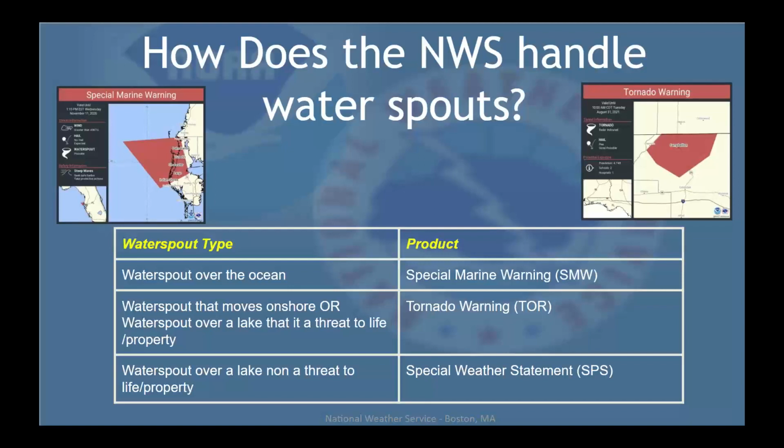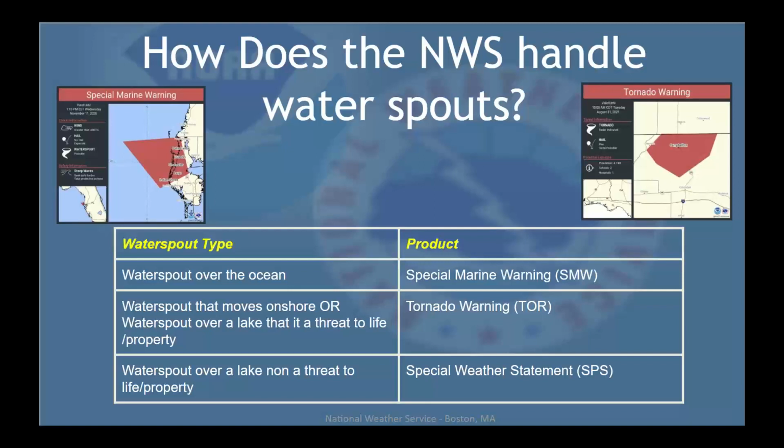Or if the waterspout is over a lake and it is a threat to life and or property, we'll keep a tornado warning on that. And in our region we don't have the Great Lakes or anything really huge, so oftentimes we're not going to be having tornadoes that sit just over a lake and don't cause any damage in our region.